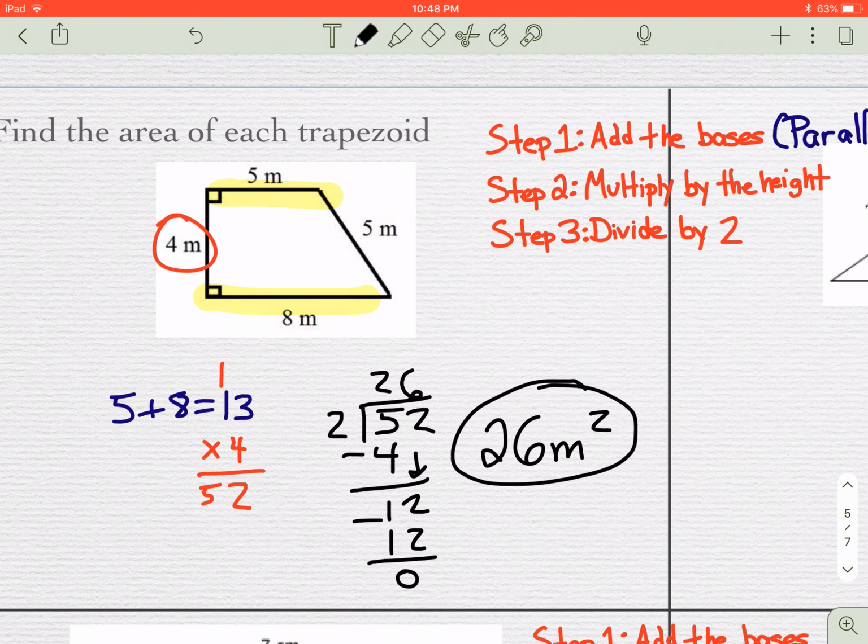So I added the bases together. So step 1, add 5 and 8. Then I multiply by the height, and the height is a straight up and down line, which is 4, and then I divide it by 2.